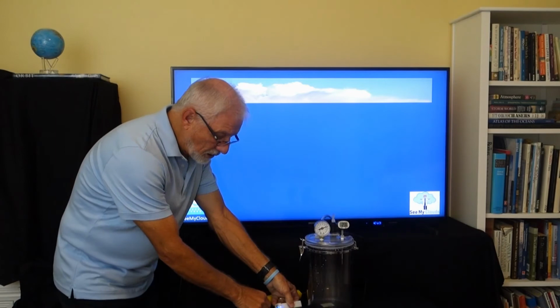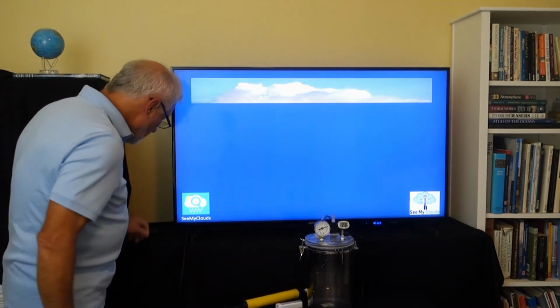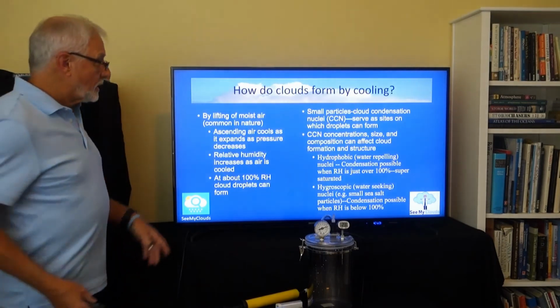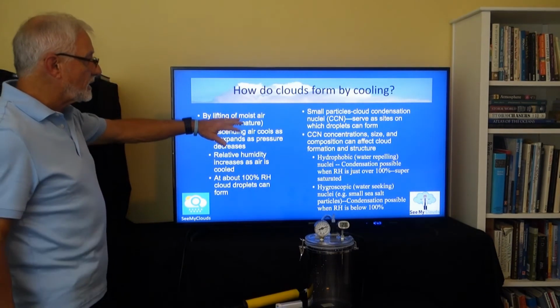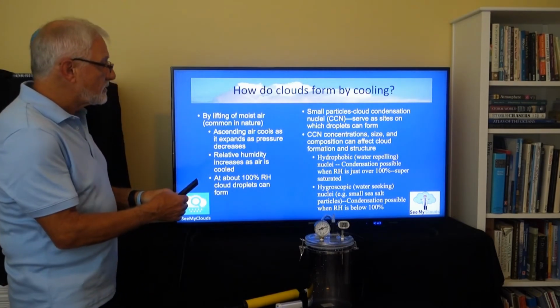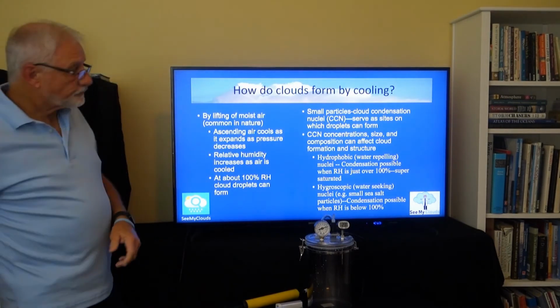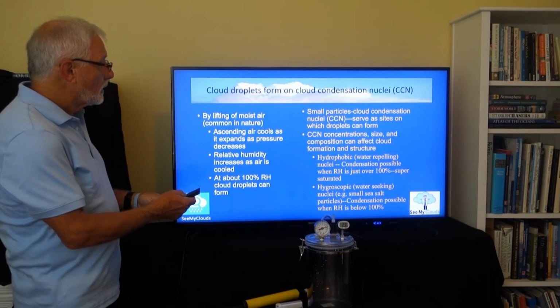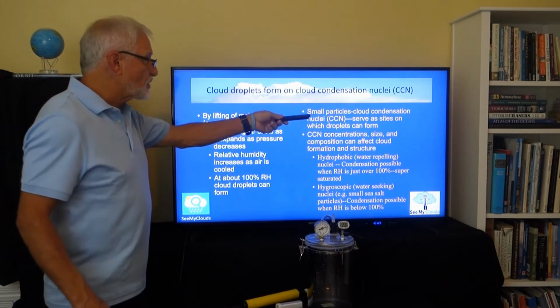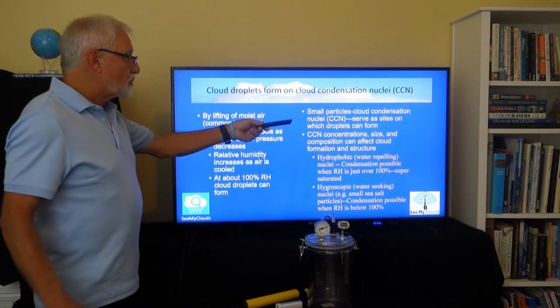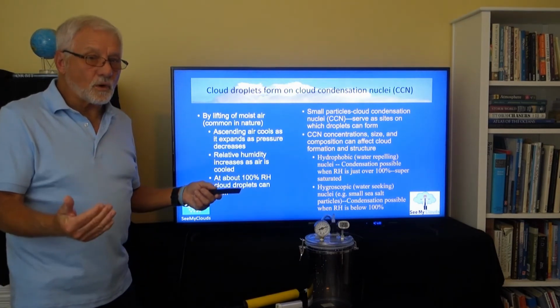So let me shut the light off here, and then we'll go to the next part of this. Before, we talked about the lifting. So here's the new part of this. We have these small particles called cloud condensation nuclei, CCN. And they serve as sites on which the droplets can form.